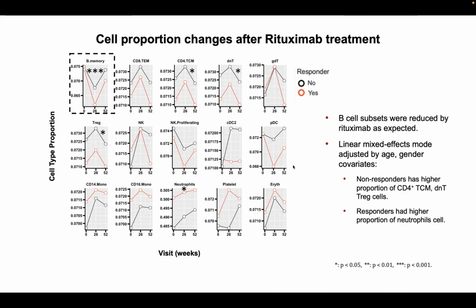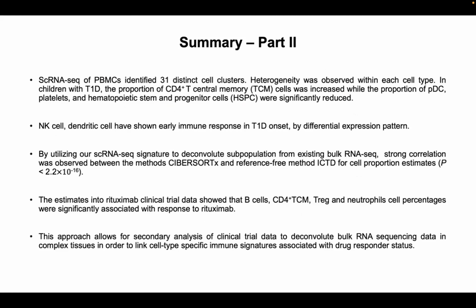In summary for part 2, we utilized single cell sequencing on PBMC cells, and we were able to identify 31 different cell subclusters, and heterogeneity was a result within each cell type. By comparison between T1D and healthy status, we do observe some cell proportion changes. And NK cells and dendritic cells have shown early immune response in T1D onset by differential expression analysis.